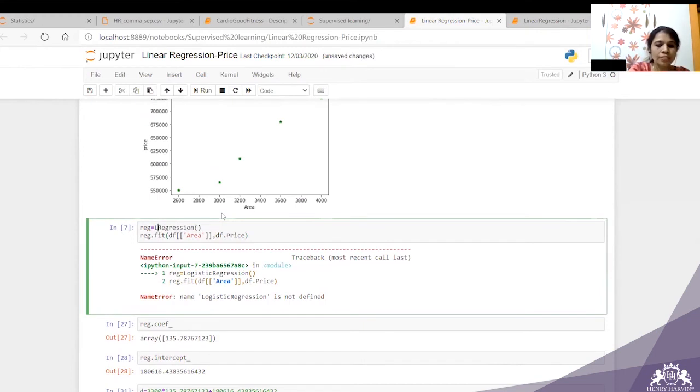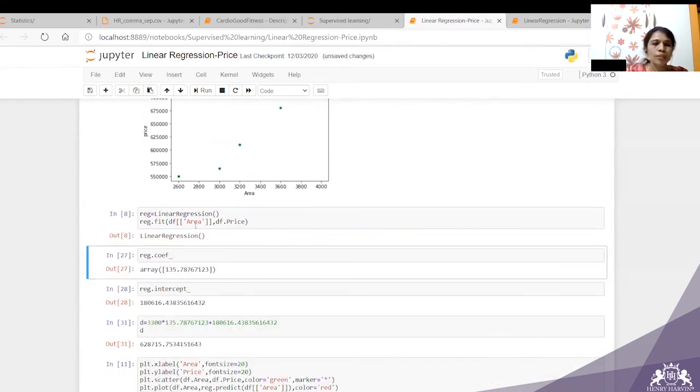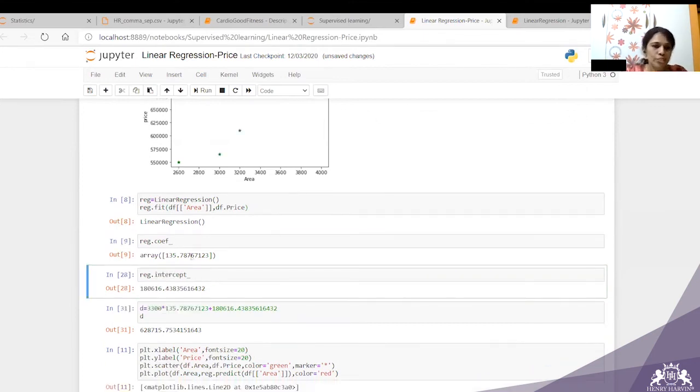Basically, after reading, the mandatory step is that we should fit the model. How to fit the model? I'm writing reg, or model, or whatever you need, you can write it right here, equal to LinearRegression. Then I'm trying to fit with area and price. What happens over here? I want to know the coefficient, and the coefficient is being identified as 135 point.